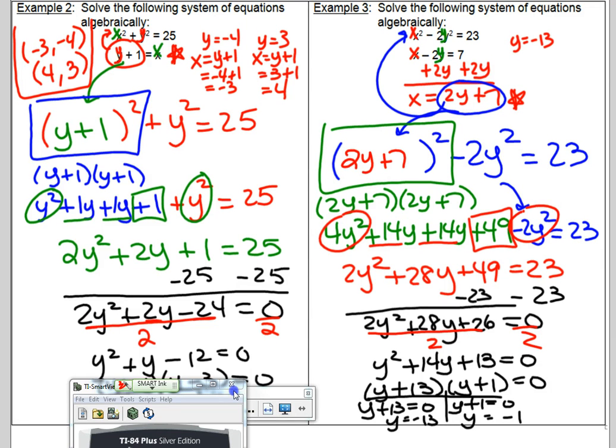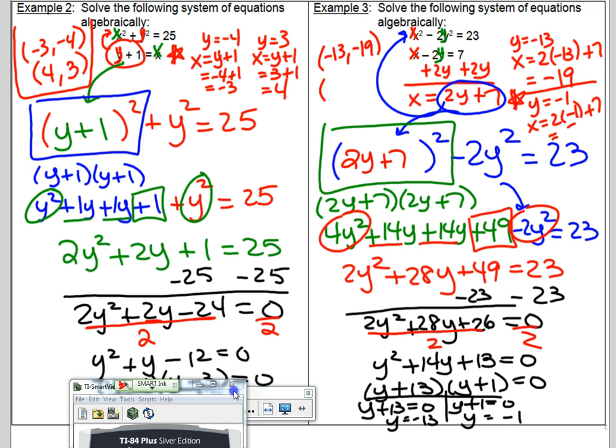Y is negative 13, so that means that the x value is equal to 2 times that y value plus 7, which is going to give you negative 19. So one of your answers is going to be negative 13 comma negative 19. The other answer I need to find out for when y equals negative 1. So x equals 2 times negative 1 plus 7. So that's going to be 5.